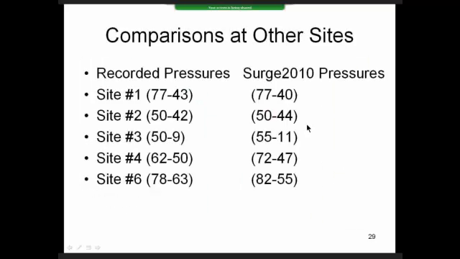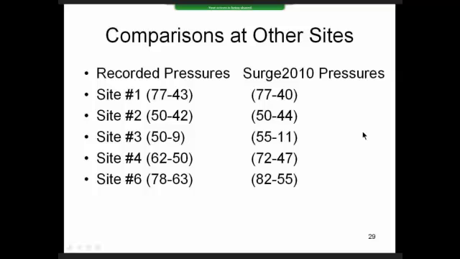The next slide even shows more evidence. It shows how far the pressure dropped at the different sites. Now, at some sites, the pressure only dropped, like in site number 2, 8 psi. But site number 3 was the one where it dropped the most. But the recorded pressure drops and the predicted pressure drops were very similar. So we had a good prediction of the whole system.